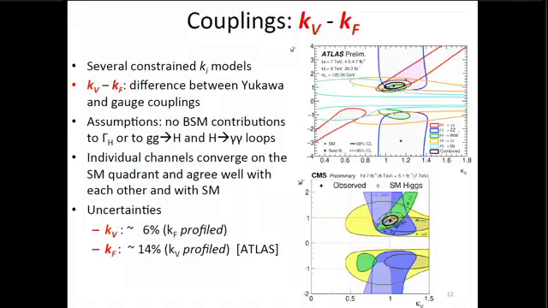This is the best combination. This is the standard model point. Here is the standard model point in the case of ATLAS. Both are within 1 sigma. And if you project this on one of the two axes, you have something like 6% precision on kappa_V and 14% precision on kappa_F.